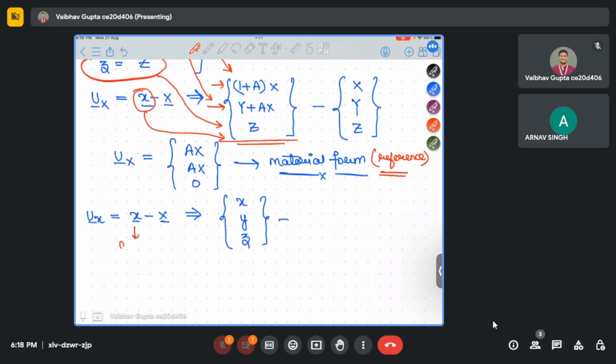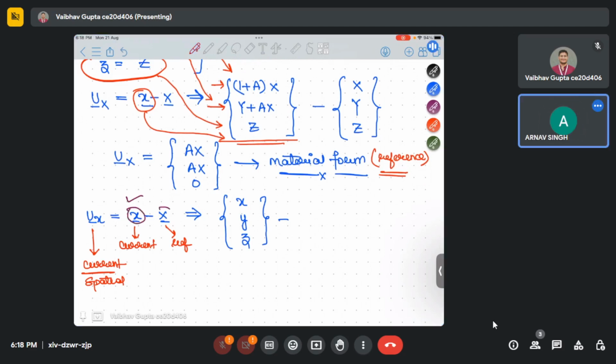See, this is in current, this is in reference, and we have to find ux in current or spatial. Current and spatial are the same words, okay? So which variable will you change, small x or capital X? No, again wrong. See, the right hand side is current, so the left hand side should be in current now.